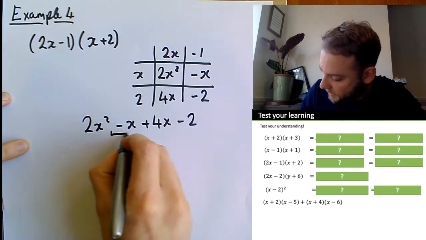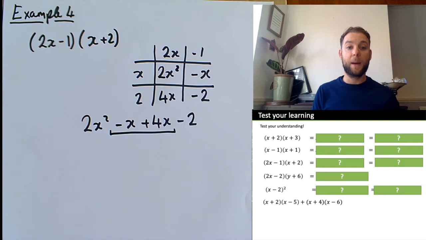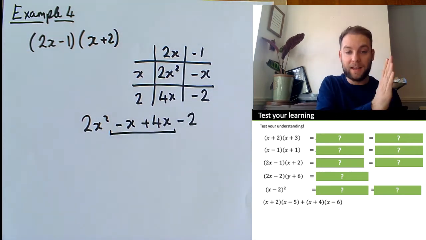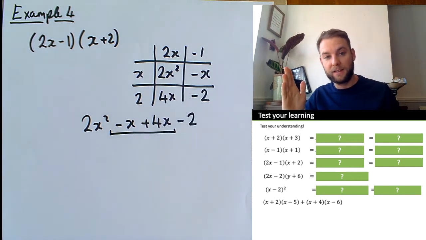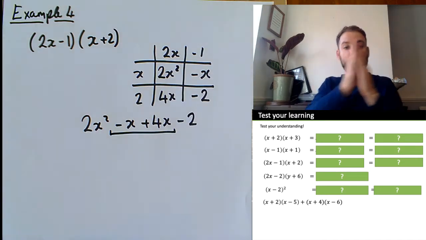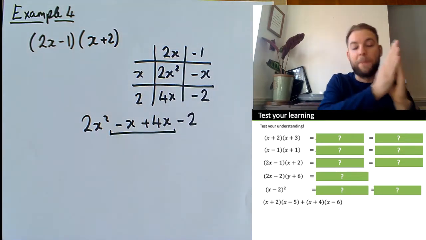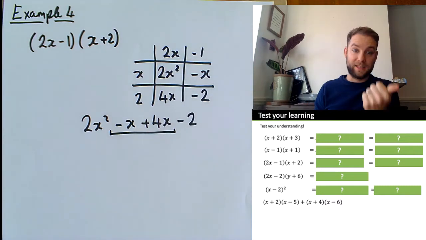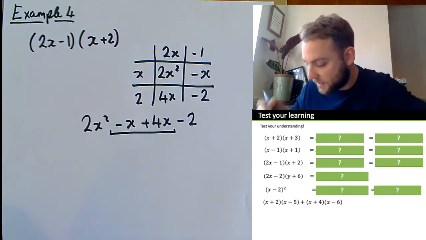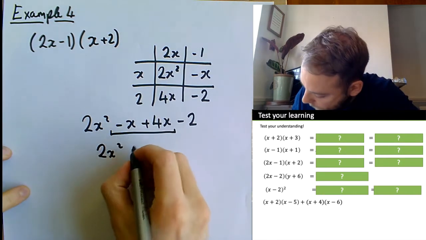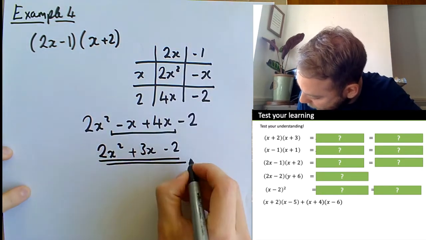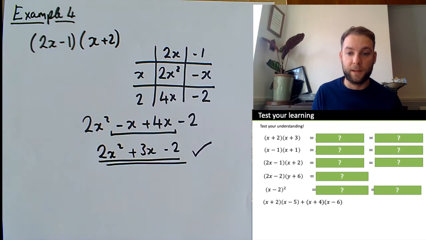The thing that I'm simplifying is this middle part again. Remember that minus x means minus 1x. So what's minus 1x plus 4x? Well, that's always the hard part. It's all about where do I start? I'm starting at minus 1. I'm adding 4. So minus 1, 0, 1, 2, 3. There's the 4. So the answer to that is 2x squared plus 3x minus 2. And that's that one done. It's always those negatives which make this a little bit trickier.